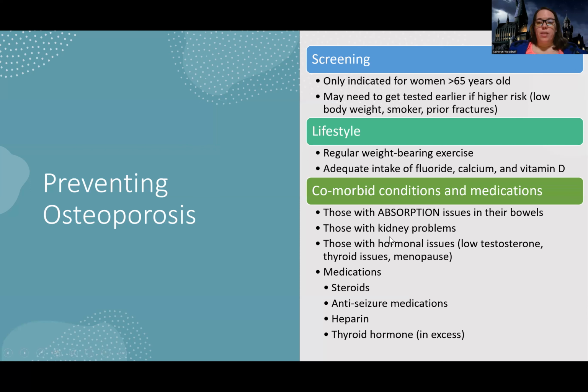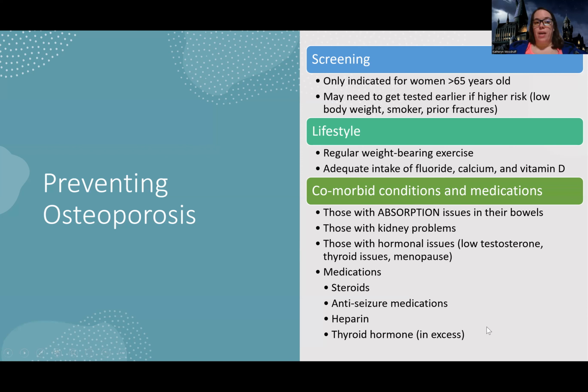Those with kidney problems can sometimes be more at risk for osteoporosis because your kidneys do regulate calcium, phosphorus, and other balances. And then those with hormonal issues. This is not just people in menopause, also people with hyperthyroid, because it can affect some of the calcium and other balances. And then men with low testosterone are also higher risk for osteoporosis.